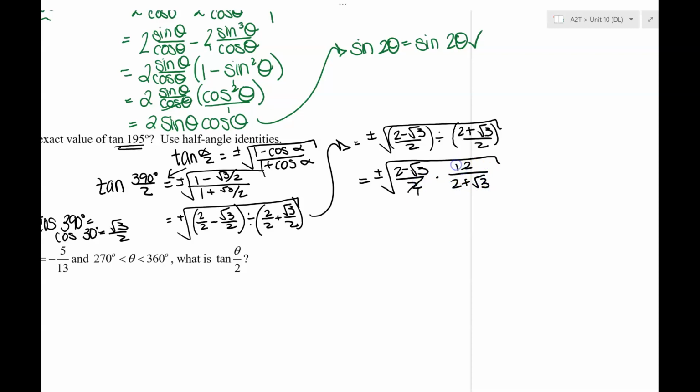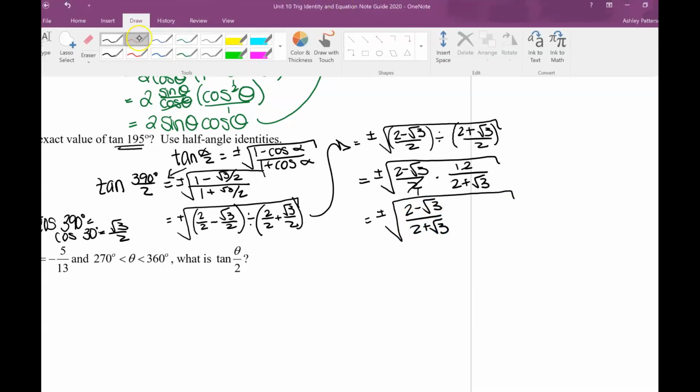Now these are going to reduce to 1. So we end up with plus and minus the square root of 2 minus rad 3 all over 2 plus the square root of 3. But we cannot leave a radical in the denominator.